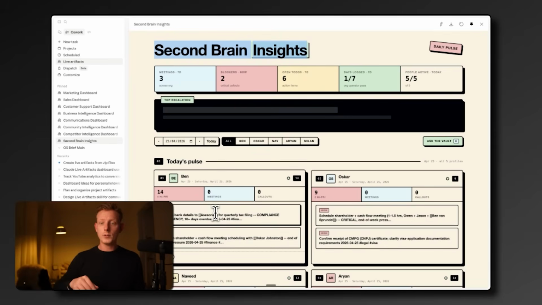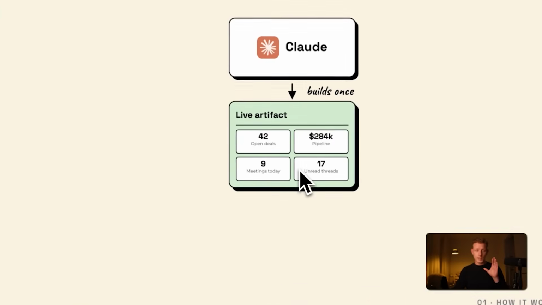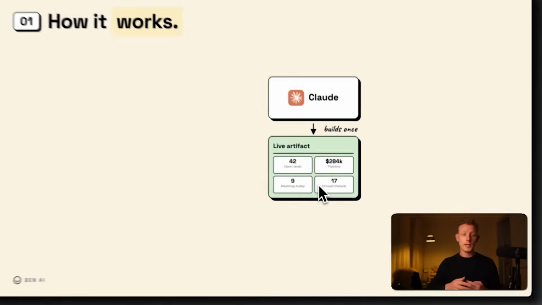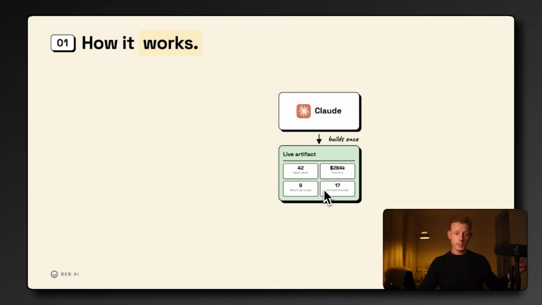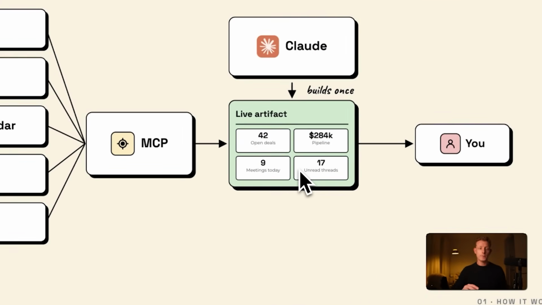Now, before showing you how to actually set these up yourself, let me quickly go over how they actually work, what the current limitations are, but also why I think this is a huge new feature and might have pretty big implications in the long run. So how do they work? It's quite simple. You can basically build one of these artifacts once together with Claude. You then connect all of the softwares you need for this artifact with the connectors and MCPs. And then every time you refresh or open the live artifact sidebar, it pulls up-to-date data from the softwares and shows it to you.